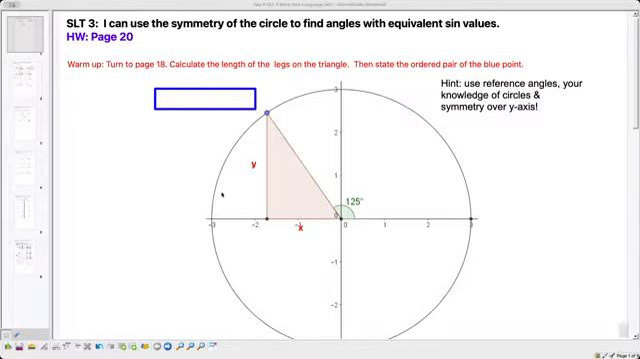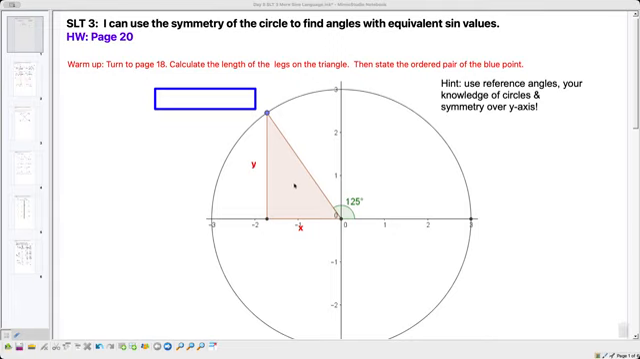This is going to be a video to help us get through SLT 3 using the symmetry of a circle to find angles that have equivalent sine values. First thing I would like you to do is please turn to page 18, pause the video, and use a little bit of right triangle trigonometry to calculate the length of the legs on the triangle.